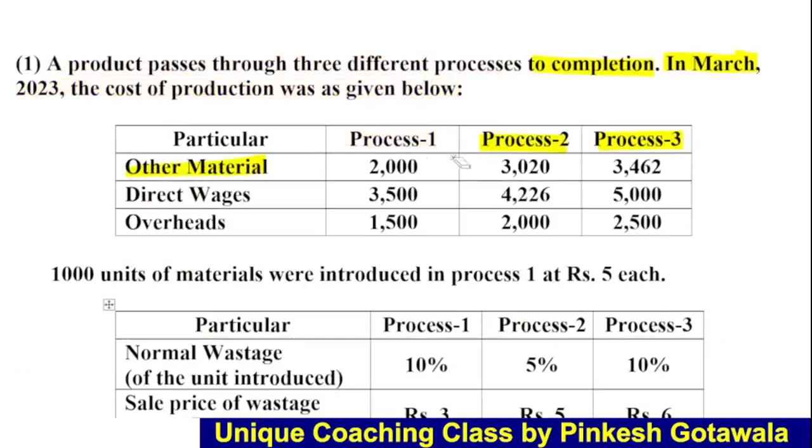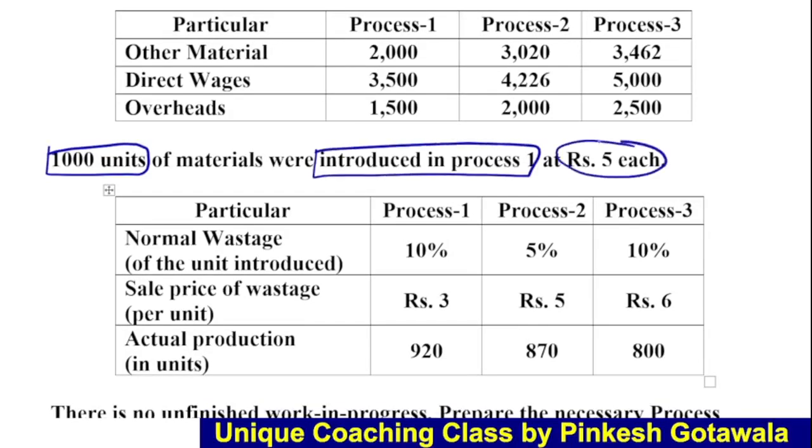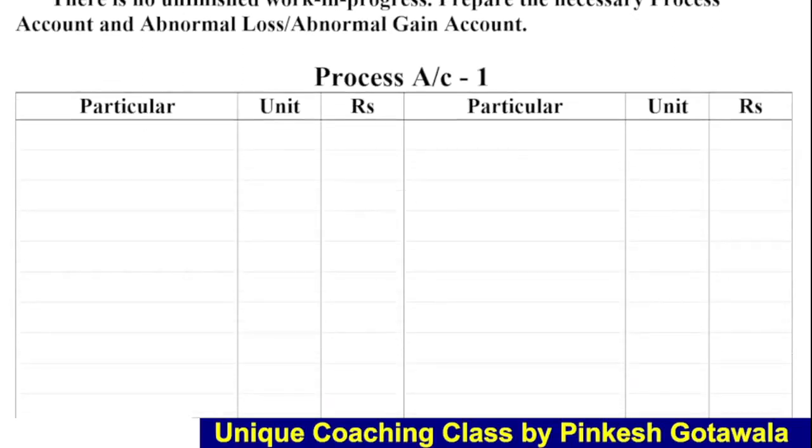So let's start. First of all we should prepare process 1, and I told in the first video every process starts from the units introduced. So in this first process it is clearly told that 1000 units of material were introduced in process 1 at rupees 5. So let's start to prepare process 1 account with units introduced.